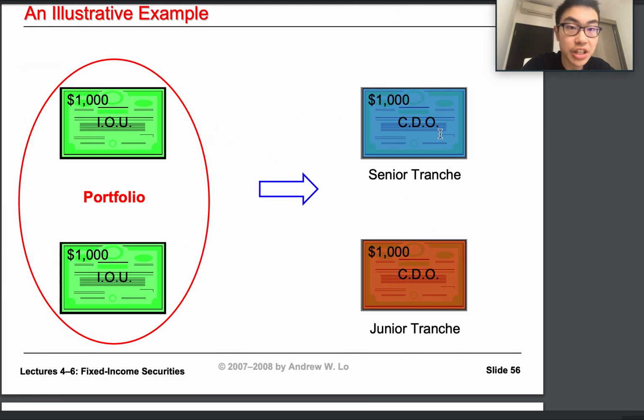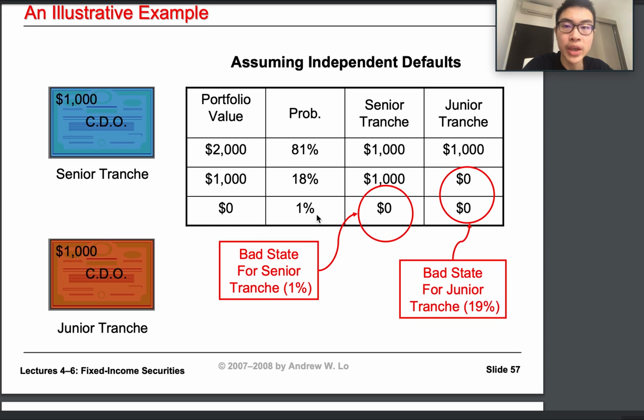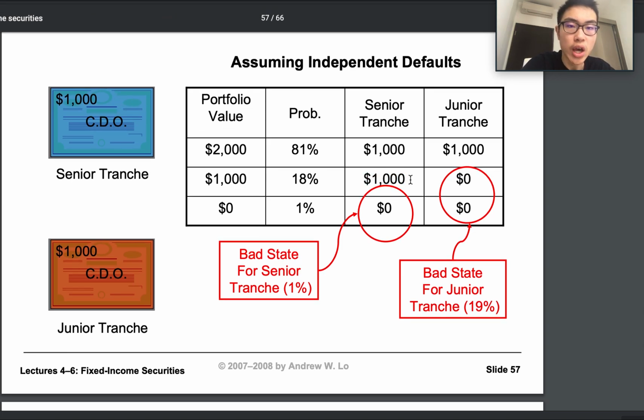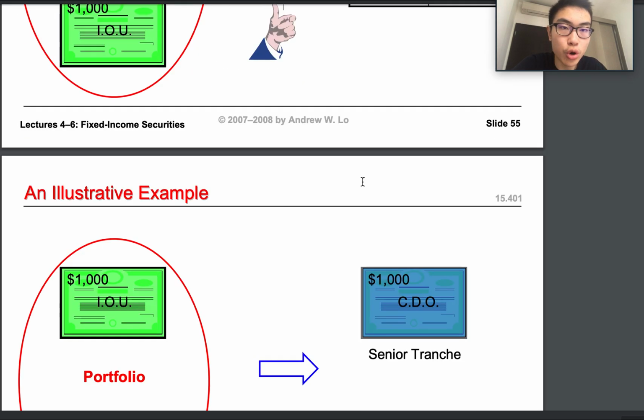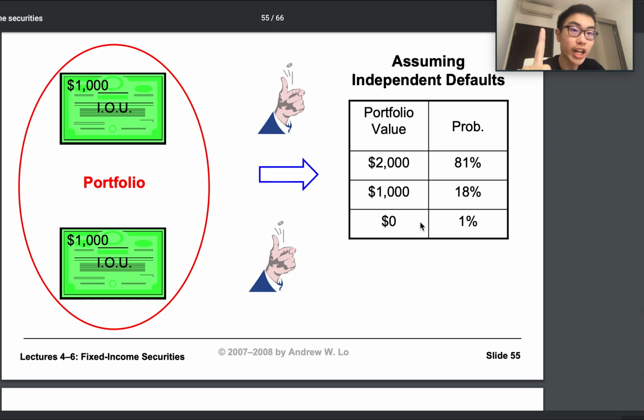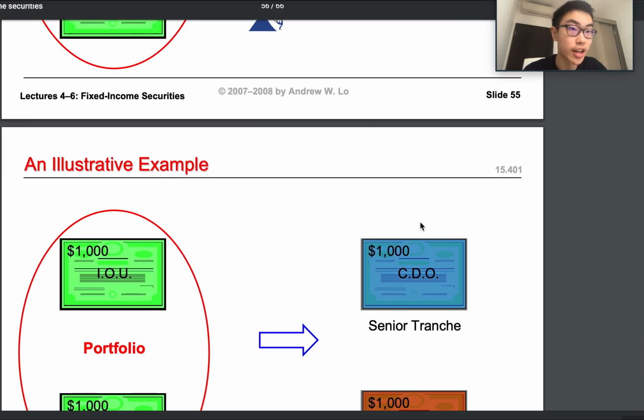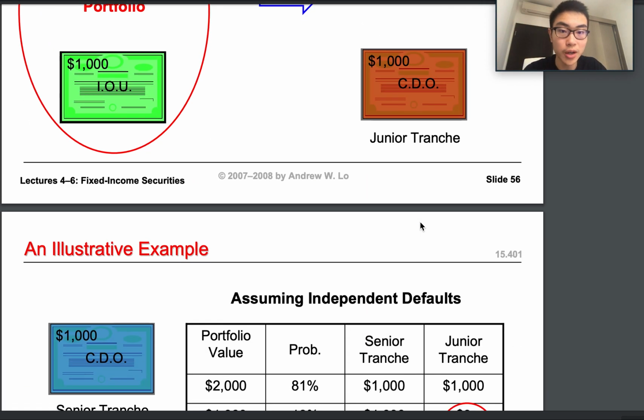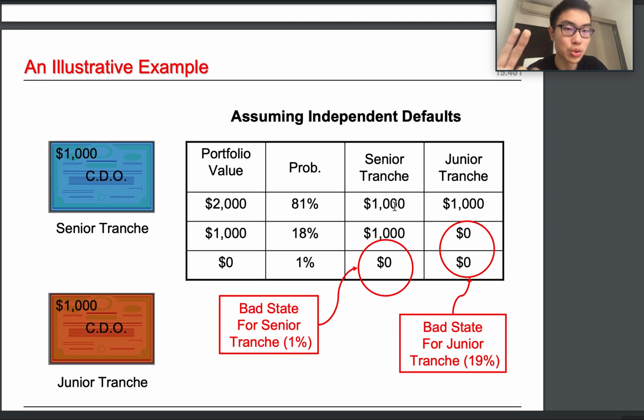So now I'm reallocating these two bonds. And the senior tranche, I'm going to allocate this $1,000 to the senior tranche. Just now, if you recall, I mentioned that there's this probability that one of these two bonds is going to yield $1,000 and the other bond yields $0, right? And I'm going to assign this $1,000 to the senior tranche. So now the senior tranche looks pretty good. And for the junior tranche, you won't get this $1,000 and you will get $0.